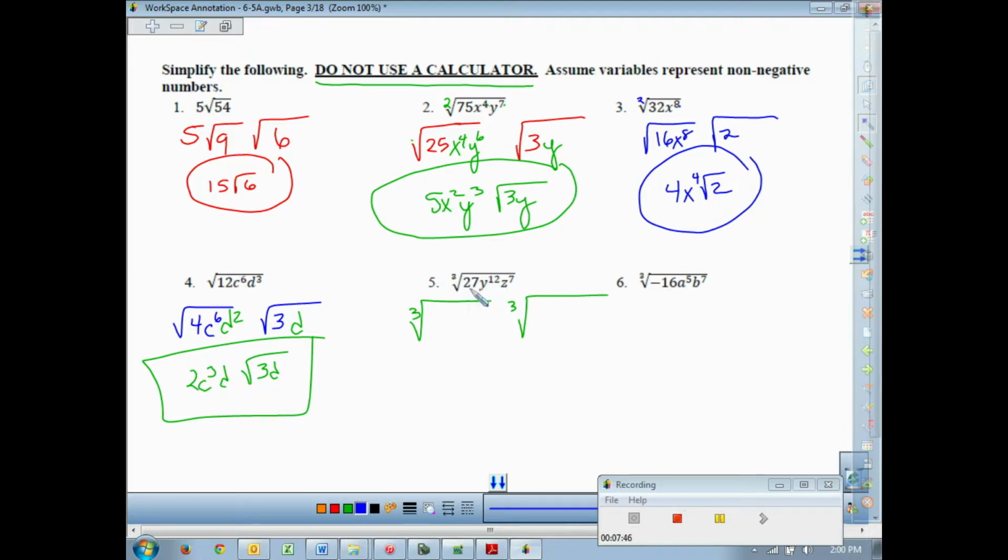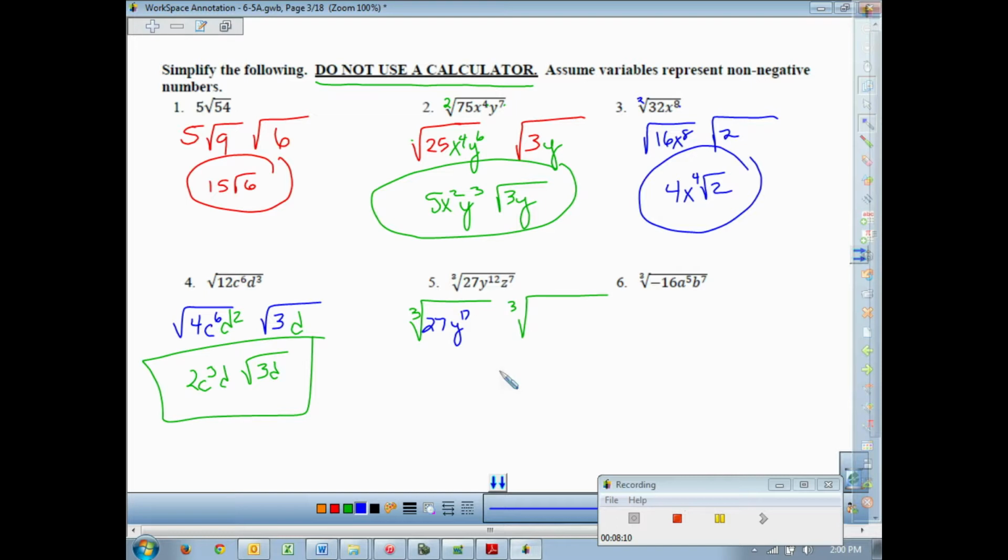Is 27 a perfect cube? Is y to the 12th a perfect cube? Is 12 a multiple of 3? Yep. Is z to the 7th a perfect cube? Since there's not perfect cubes in every little guy right there, you need to split them up into 2 dudes, right? You said 27 is a perfect cube. That whole thing comes over here. You just told me that y to the 12th is a perfect cube. Doesn't that whole thing come over here?